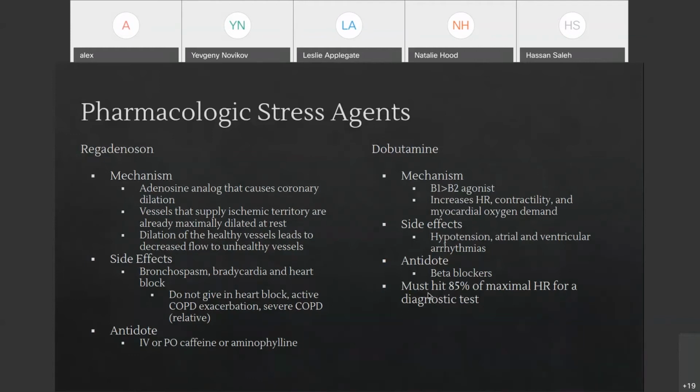And the caveat is this is still a heart rate based test with dobutamine. So for it to be diagnostic, somebody still has to hit 85% of their maximum heart rate. That is not true with regadenoson. There are criteria for whether or not people had a regadenoson response, but they're much more commonly hit. I don't think in almost 2 years I've seen anybody who didn't have an appropriate regadenoson response. So those are our agents.